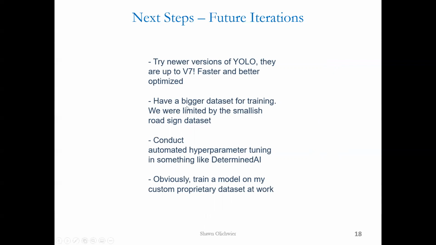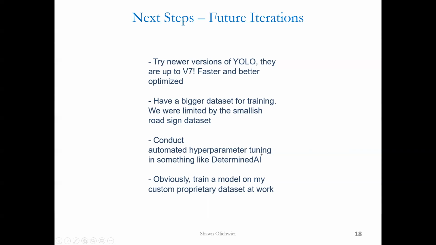Next, I would like to actually have a bigger data set. My homegrown data set at work is going to be capturing a live data feed off of the robot itself. Having someone drive the robot through the factory floor, and then going back through and capturing 5,000 to 10,000 images for the custom object detection model.